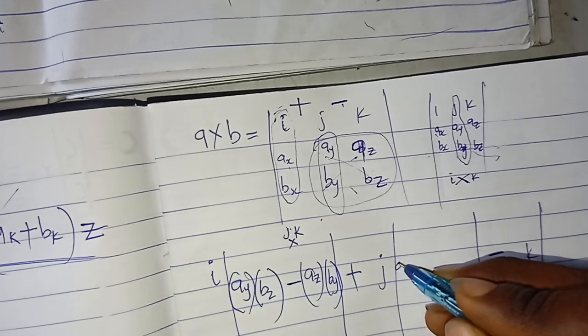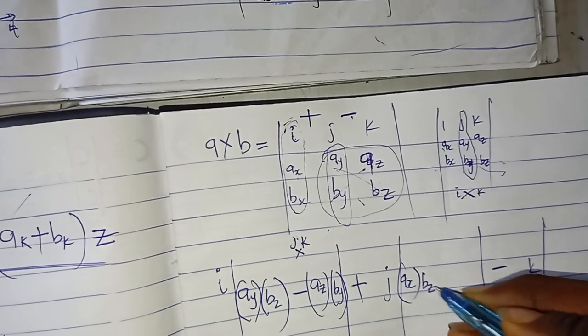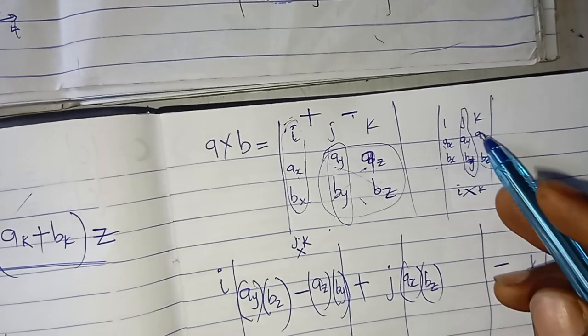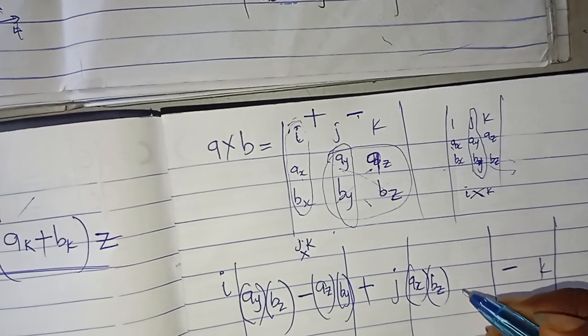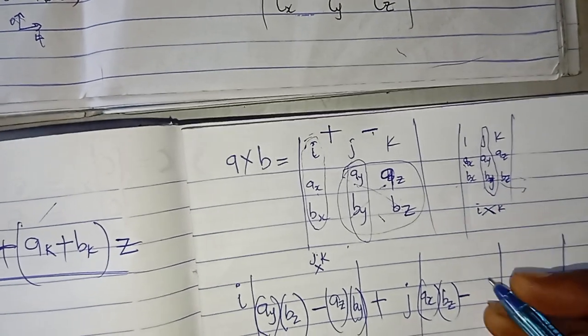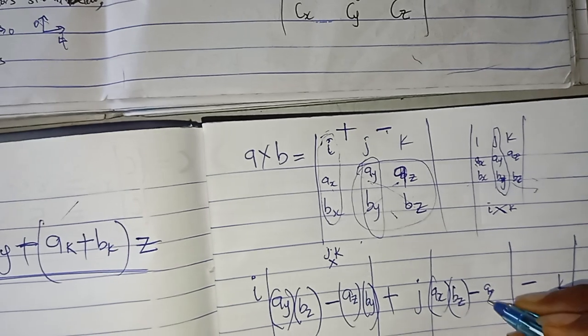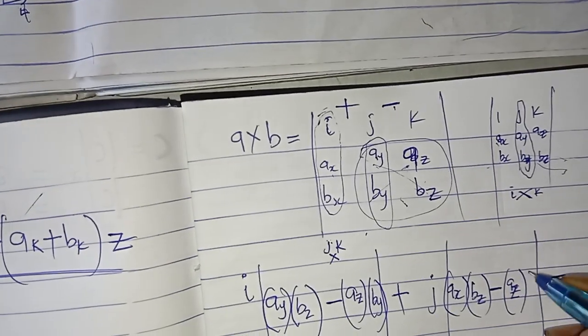So, AX, BZ. You ignore the J, multiply I and K, then minus from the right, AZ, BX.